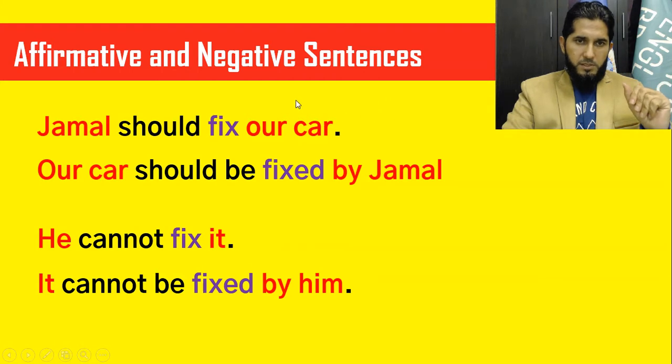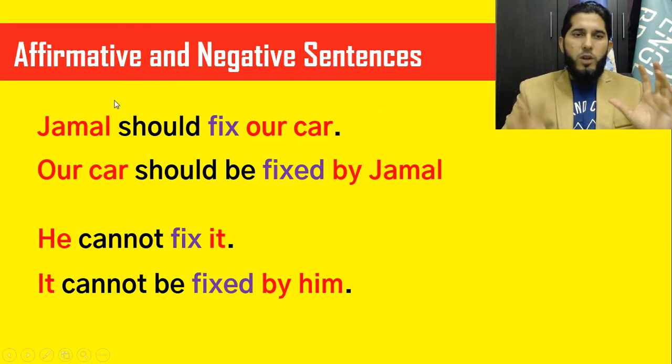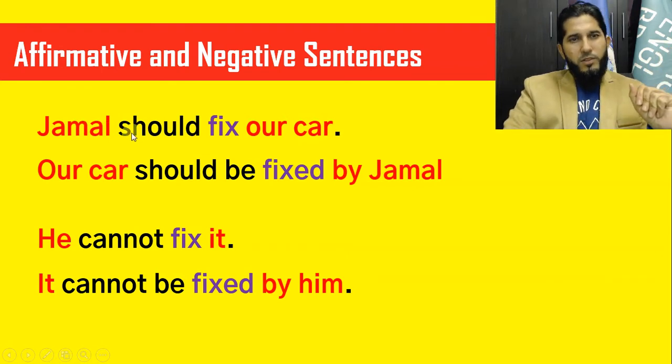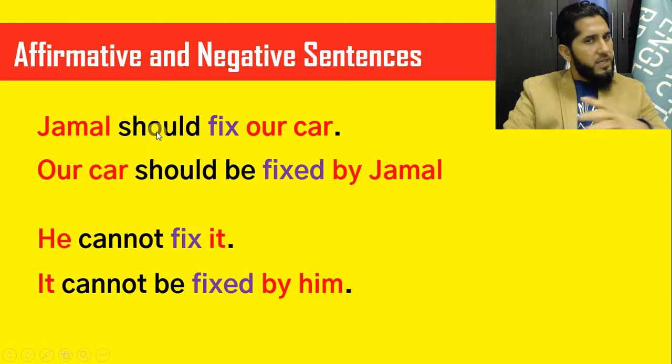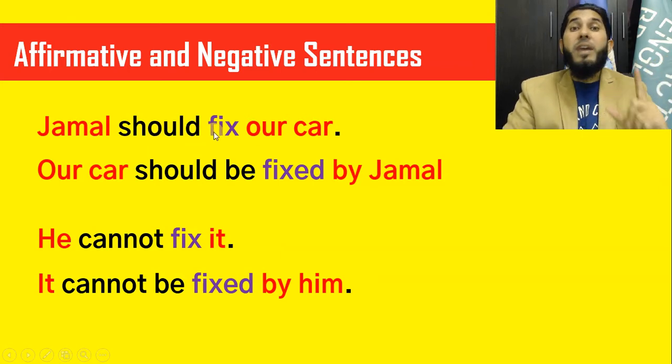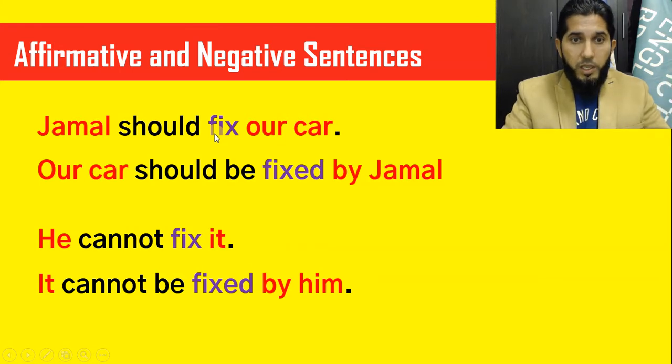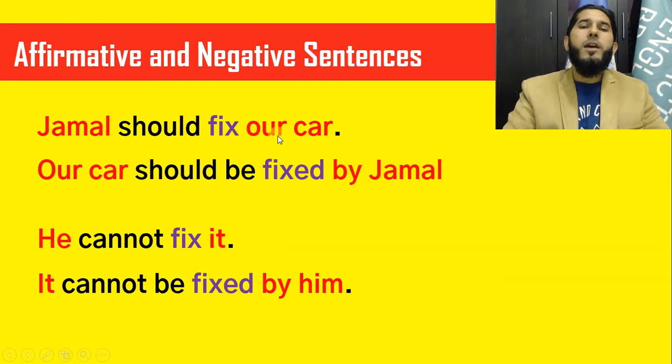Affirmative and negative sentences. Look, when you use modal auxiliaries in active form, your structure is that you bring the subject at the beginning, then the modal auxiliary, whatever it is, should, could, would, and then the main verb always in base form. Don't forget this. The main verb after a modal auxiliary in active form must be used in base form. No suffixes, no ing, no d, ed, s, es, whatever. And then the object.